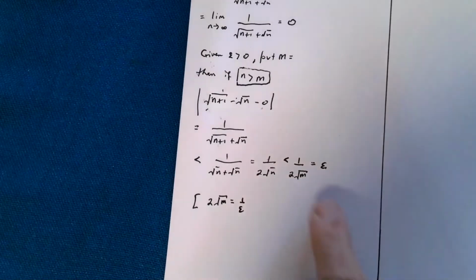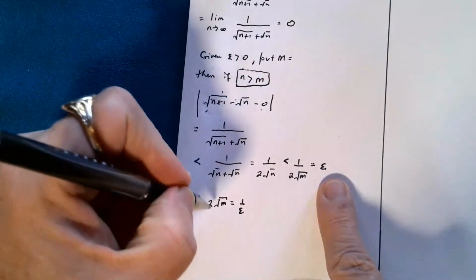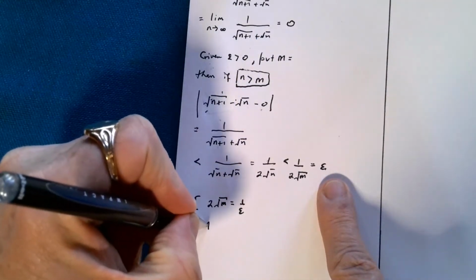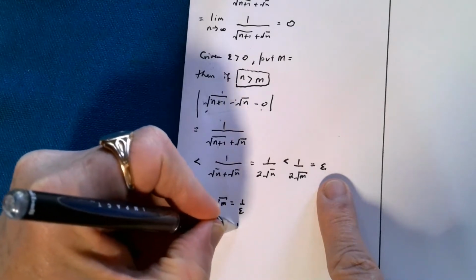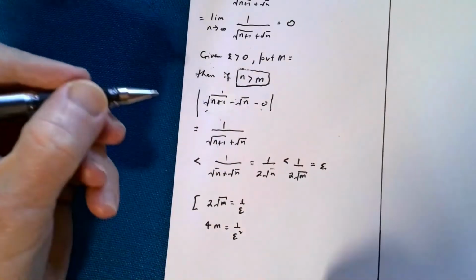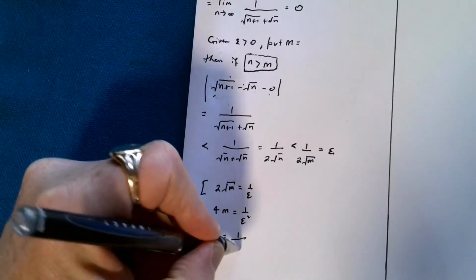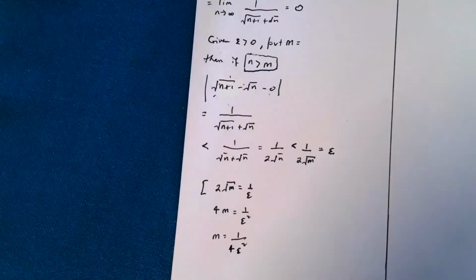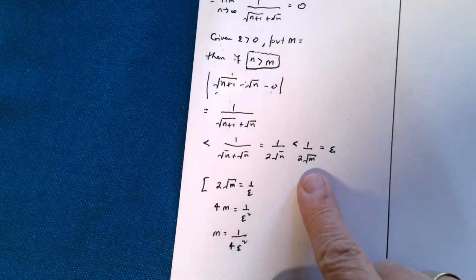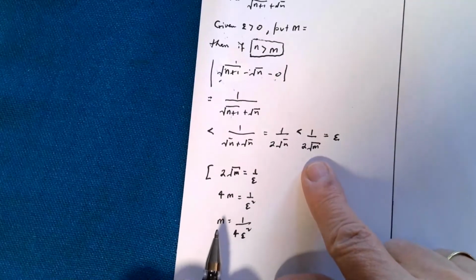Turn both sides upside down. And I'm going to square both sides. So I'll get 4m is equal to 1 on epsilon squared. And finally I can just divide by 4. So I get 1 on 4 epsilon squared. So all I've done is solve this equation here for m, and it turns out to be 1 on 4 epsilon squared.